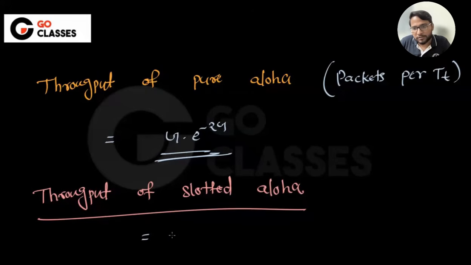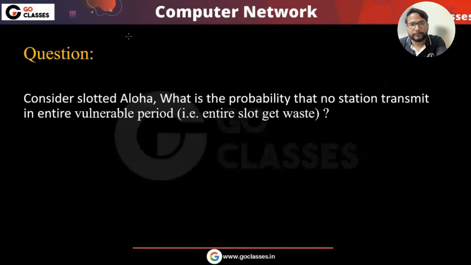It was G into e power minus G. Okay, both are in packets per transmission time or packets per slot, right? So maybe with the questions it will be more clear. So let's just move to the questions directly.